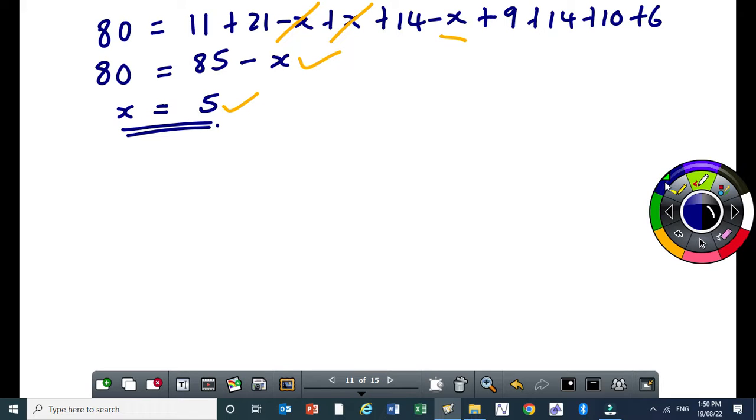But to get X, you must get the Venn diagram right. If the Venn diagram is not right, then you won't be able to get the correct value for X.